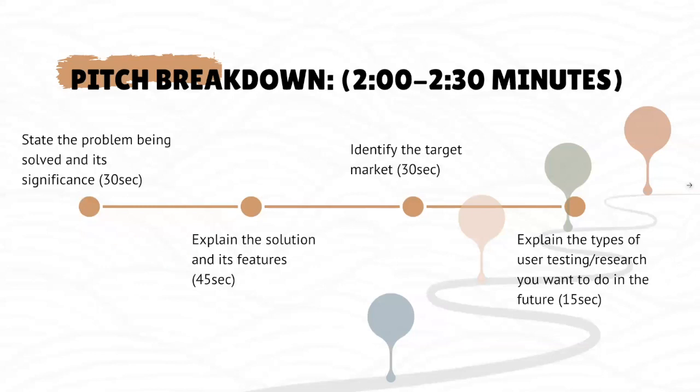You would spend the first 30 seconds to state the problem that you're solving and its significance, basically like the first lesson that we had. Then you would spend around 45 seconds explaining the solution that you came up with and the features, more like the second session that we talked about. And then you would spend about 30 seconds identifying the target market. Here you could use the primary market, secondary market, all those terms that we talked about in the third session.